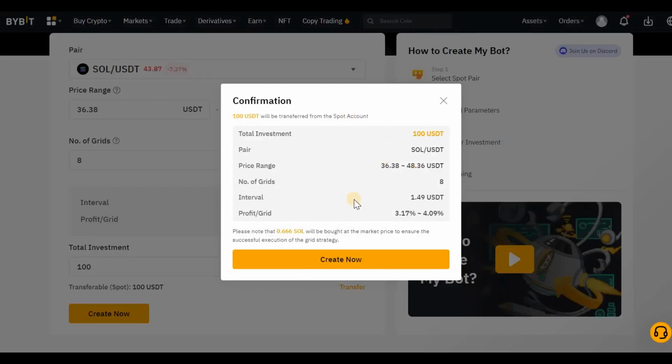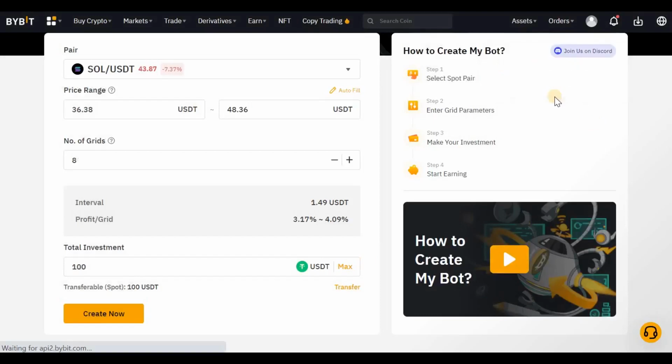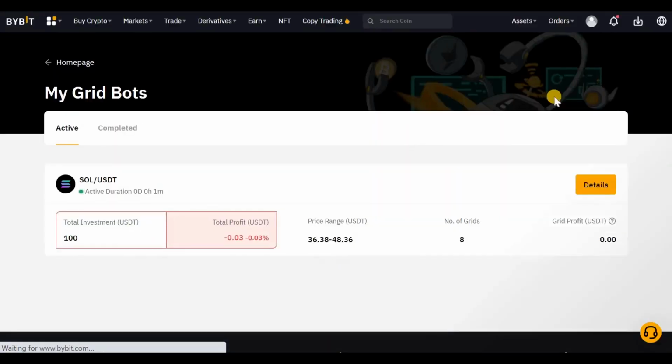These are my details and I can confirm this strategy. My bot has been created successfully. This right here is my Solana trading bot. It is going to take a bit of time for me to realize some profits because the price needs to move between various price levels. I can leave this to run over a long period of time.